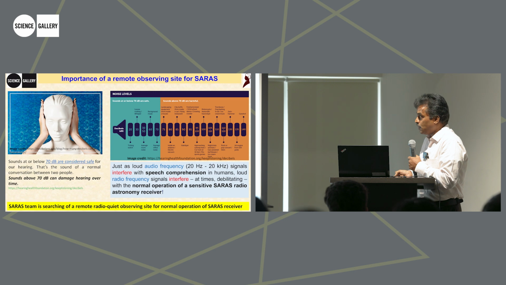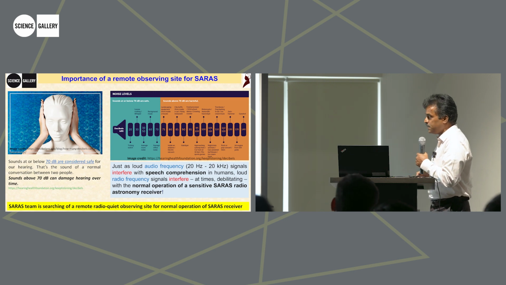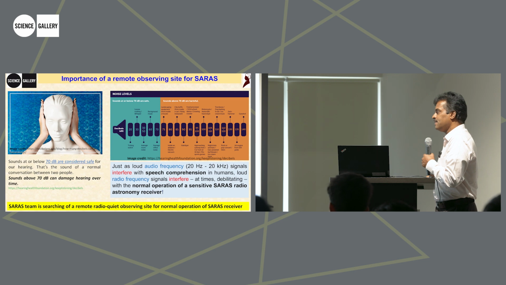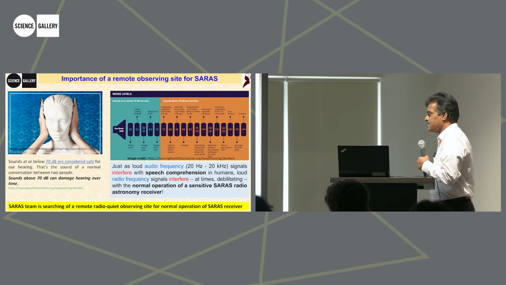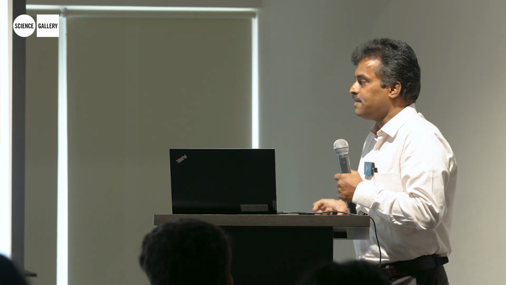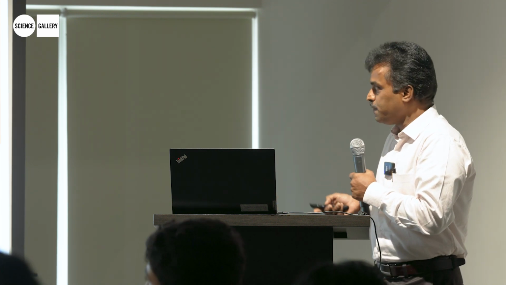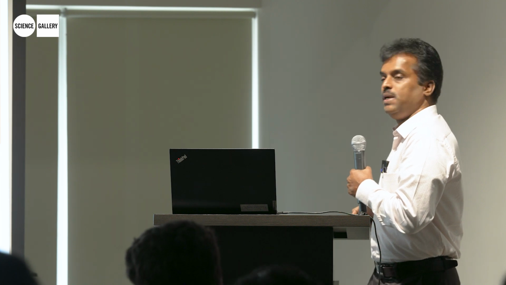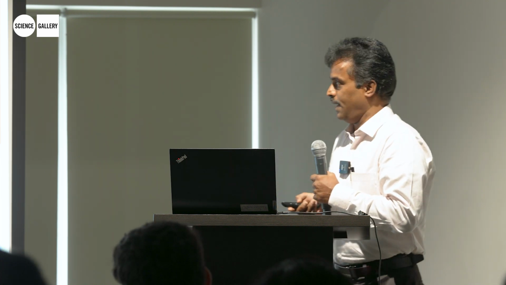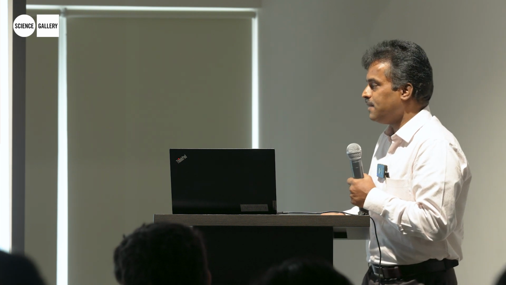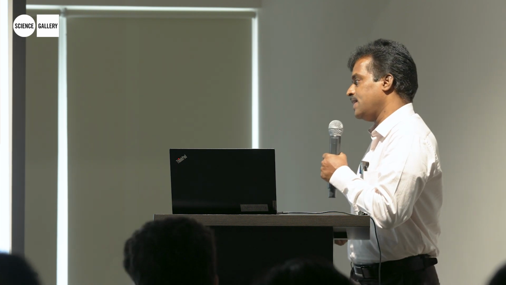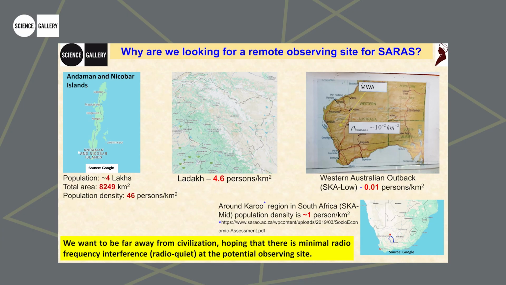So what it means is, just as loud audio frequency signals interfere with speech comprehension in humans, loud radio frequency signals interfere with the normal operation of a sensitive SARAS radio astronomy receiver. It has been designed such that it's able to detect 1 part in 10 to the power 5. So it's an extremely sensitive instrument, but if there is a very strong radio frequency interfering signal, at times it can be debilitating. Receivers can go bad. So this is the analogy. The SARAS team is searching for a remote radio quiet observing site, so that the SARAS receiver can simply operate normally. So we are looking for a remote site.